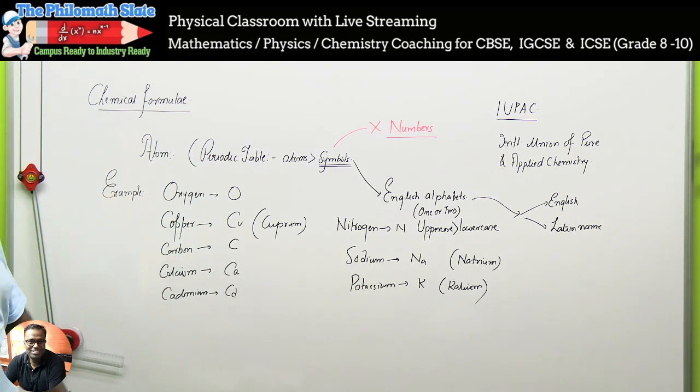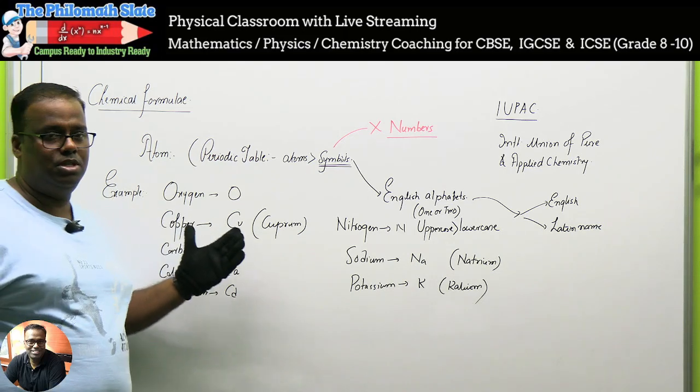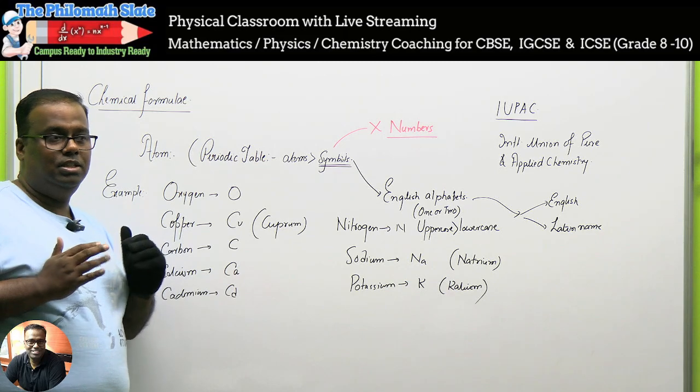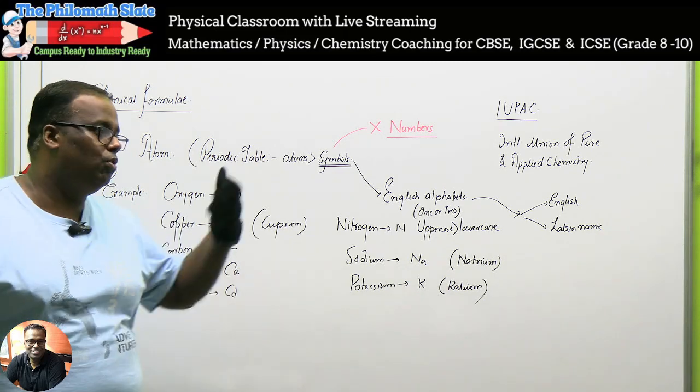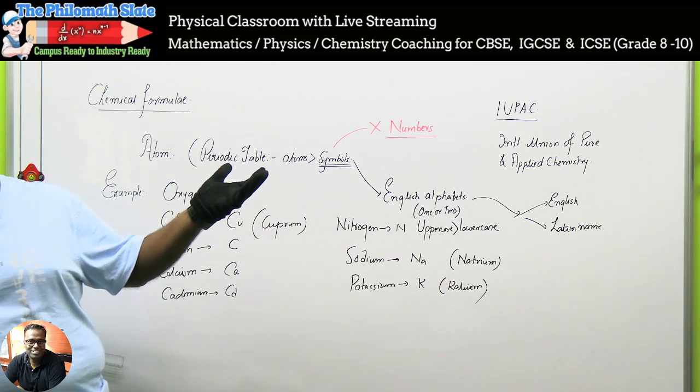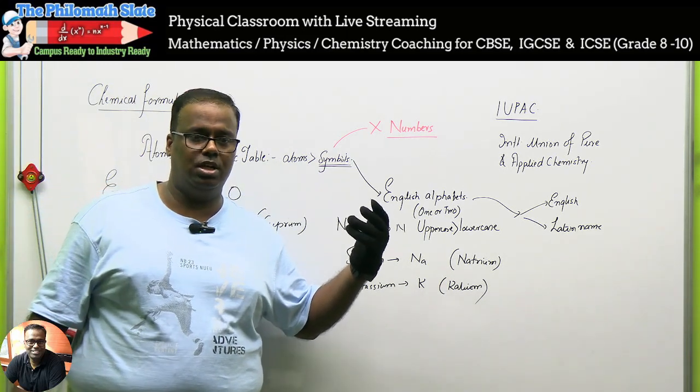Symbol samajh mein aaya? So symbols are used to denote atoms. So what happens in a reaction? Atoms are a part of the reactants. These atoms chemically combine to form what? Molecules. So molecules are the products. Molecules are the part of the product. So abhi hame molecule ko represent karna bhi seekhna aana chahiye.